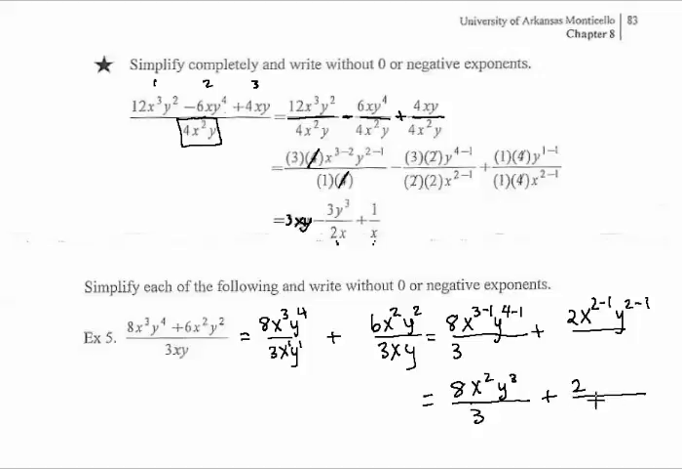And for the second fraction, the fraction bar really isn't necessary because nothing's left in the denominator. So I'll erase that. And a 2 minus 1 is an x to the 1. And once again for the y, 2 minus 1, we're just simply left with a y. So here is our simplified version of example 5.